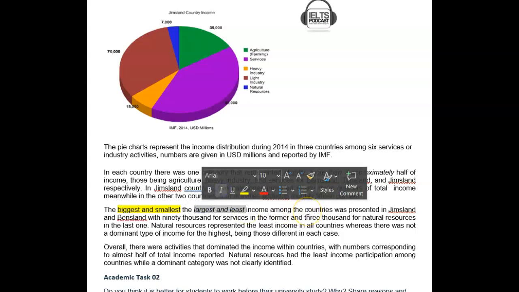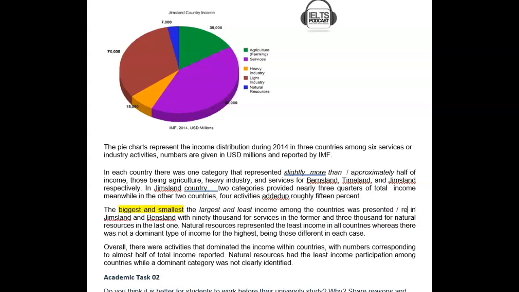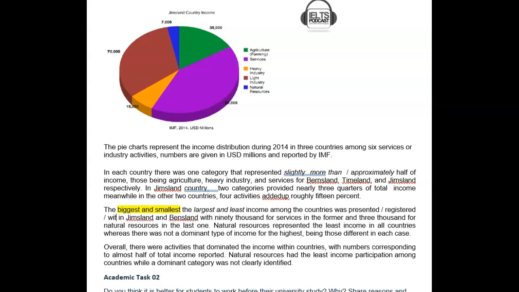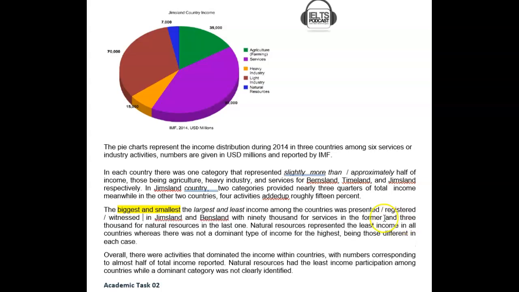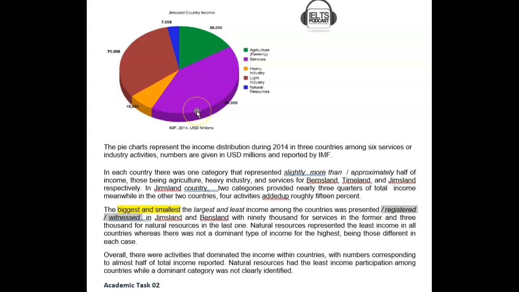among the countries was presented. Presented? Yeah, maybe registered. It's quite a useful word. Or witnessed. Make a note of both those because they're quite useful for these kind of task ones. You can use them in lots of different topics. With 90,000 for services in the format and 3,000 for well done. Natural source represent. Oh, you've got it. Oh, you've got represented. Yeah.